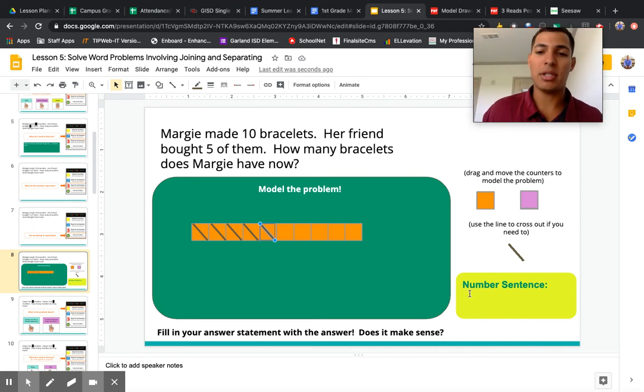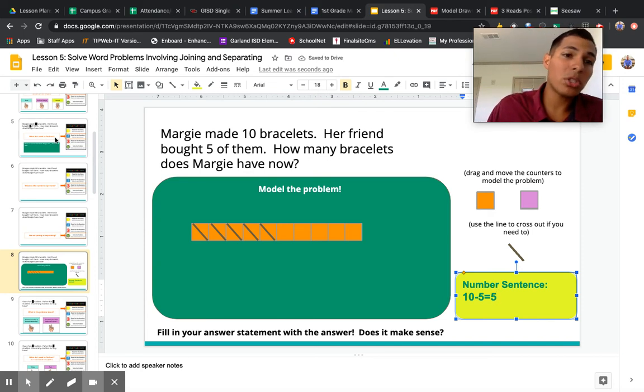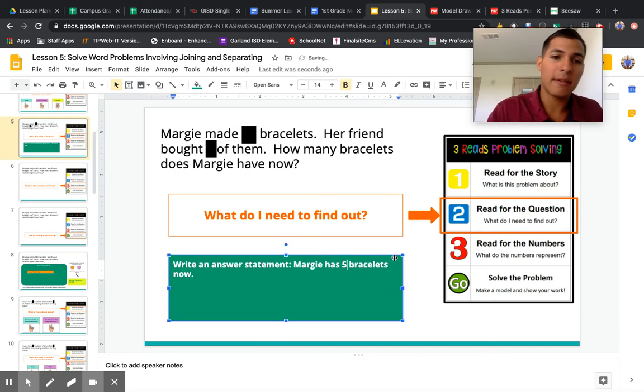Can we make this into a number sentence? I think we can, right? Remember, she's losing, so we know we're subtracting since she's selling 5 bracelets to her friend. So we got to start with 10, right? Because that's what she started with. How many did she sell? Since she's selling, she's getting rid of. We're going to subtract. She's selling 5, and then how many did she have left over? 5. 10 minus 5 is 5. Now we can go back up to our solution statement, and we know she has 5 bracelets.